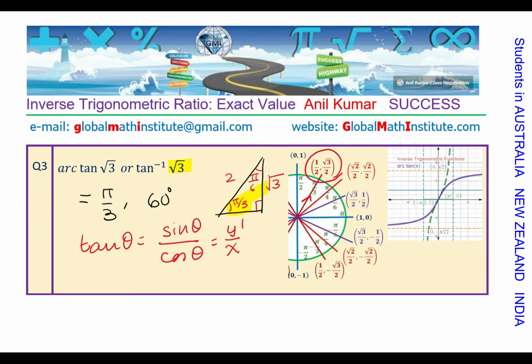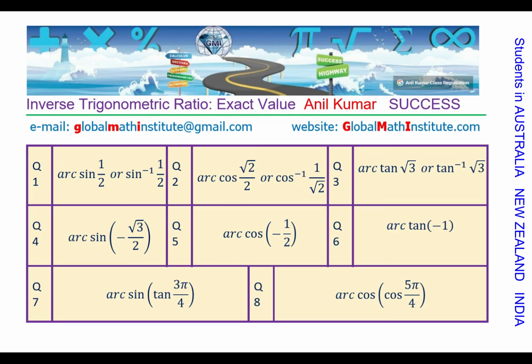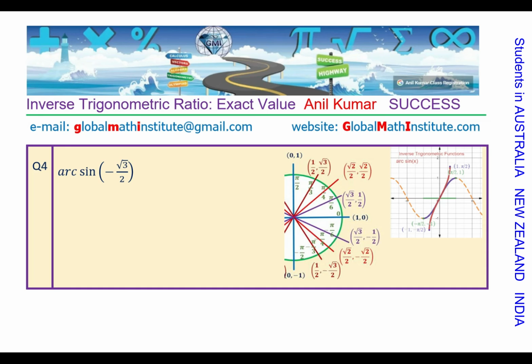Okay, so we have done the first set of questions in which all the values taken were positive, correct? Now we'll look into the negative values in our second set of 3 questions, correct? Here is question number 4.